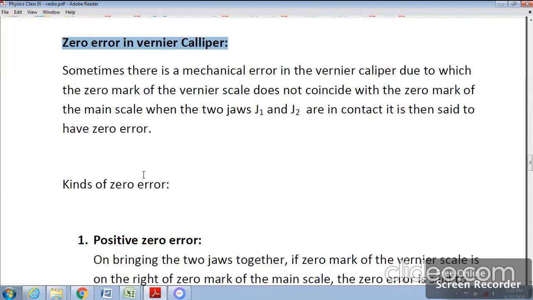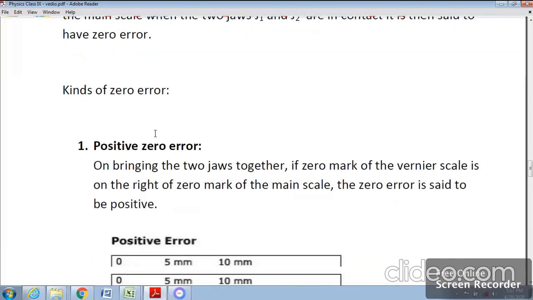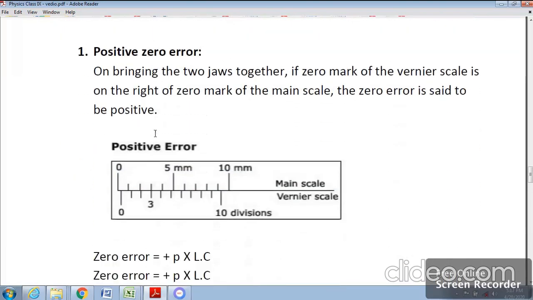Sometimes there is a mechanical error in the vernier caliper, due to which the 0 mark of the vernier scale does not coincide with the 0 mark of the main scale when the two jaws J1 and J2 are in contact. When that happens, it is said to have zero error. There are two kinds of zero error, positive zero error and negative zero error.